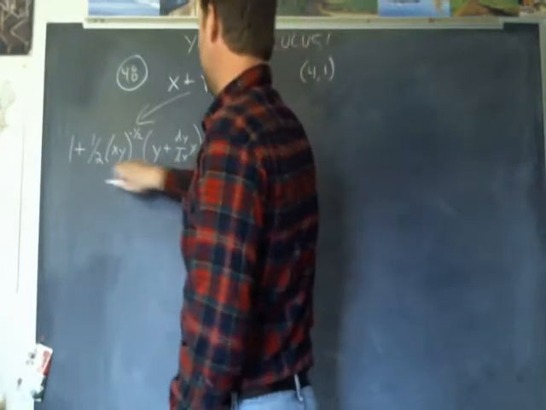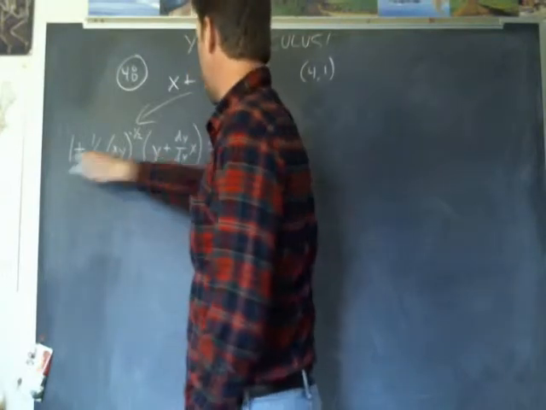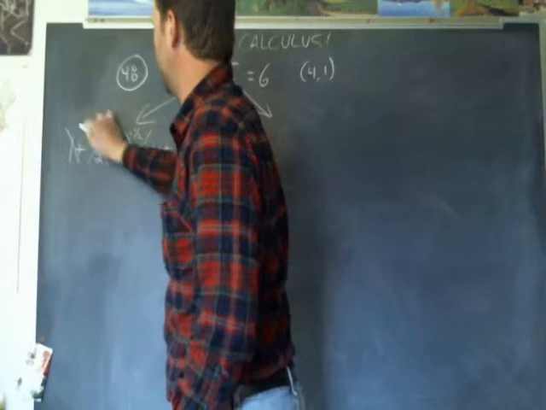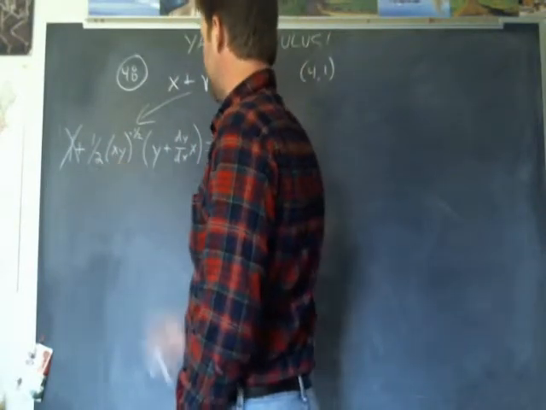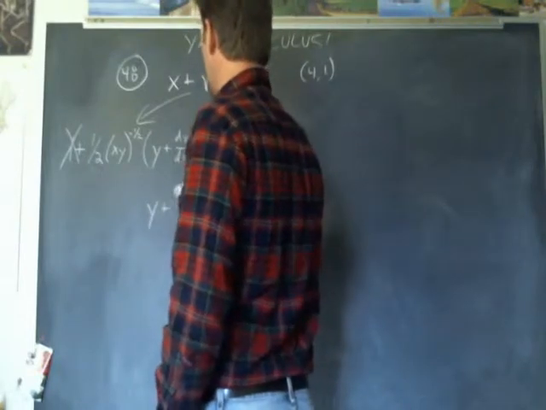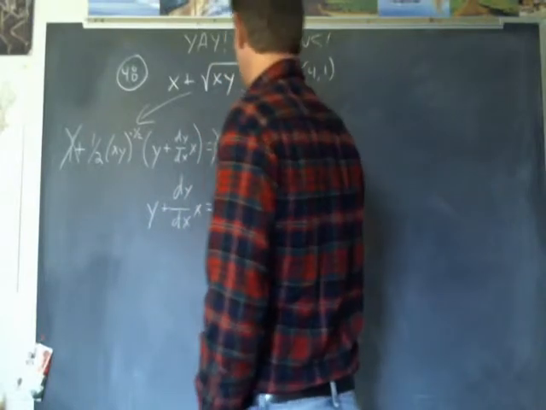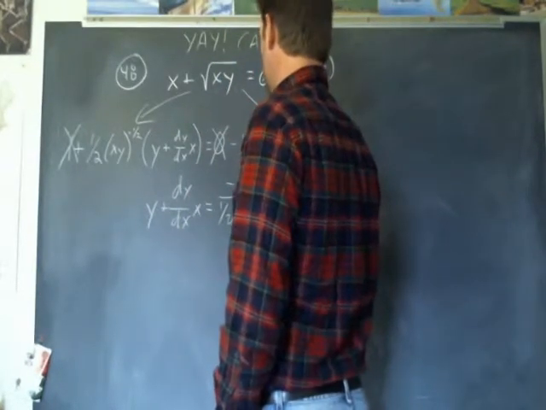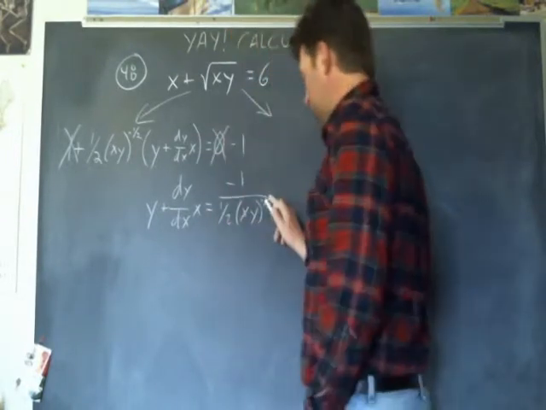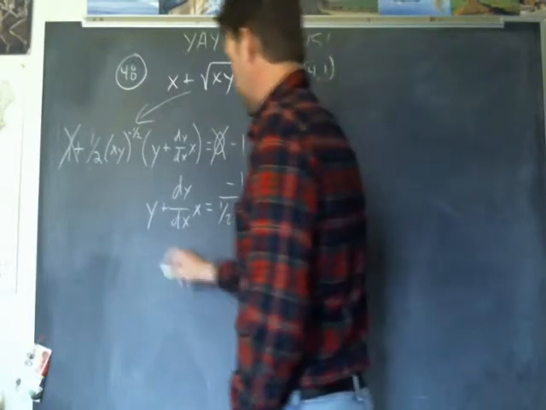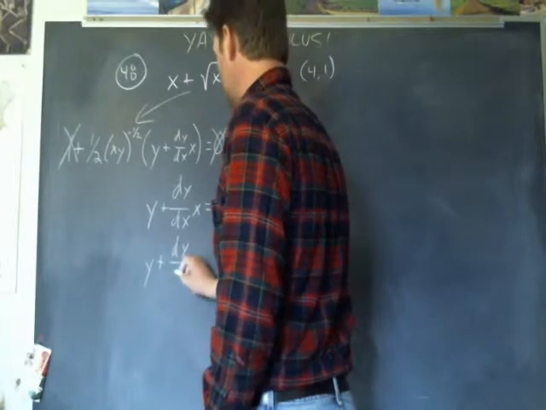Alright, so this is multiplied, so we'll need to divide by this, but after we subtract 1. Let's just do that in one fell swoop here, and then we'll divide both sides by this. So this will be y plus x dy/dx equals negative 1 over 1/2 times x y to the negative 1/2. This is a negative and this is a fraction.